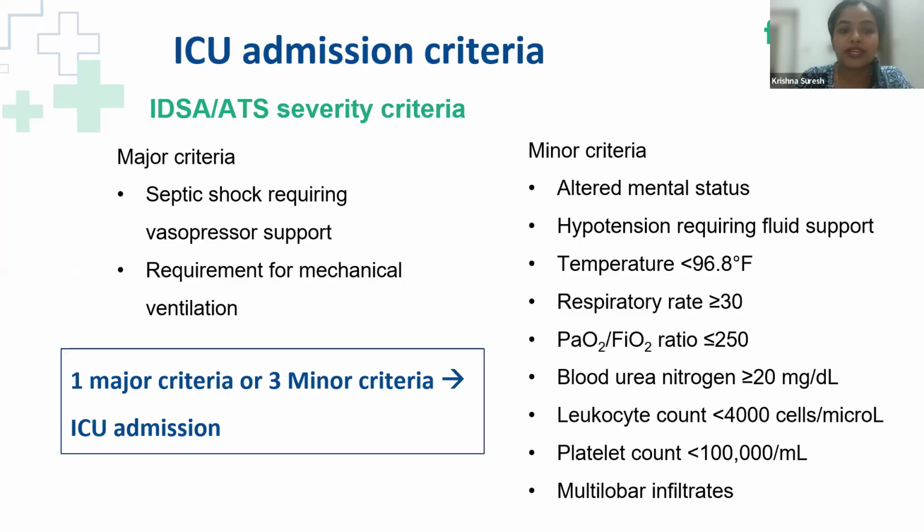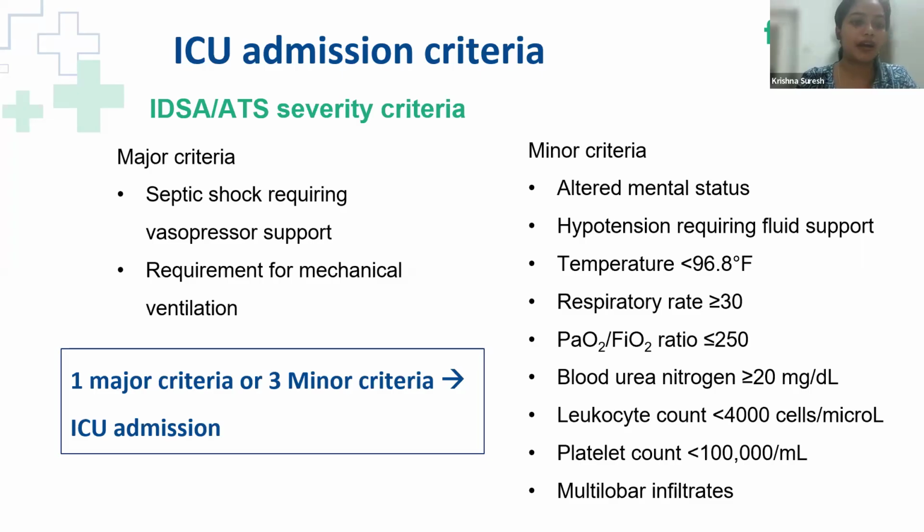So as I already mentioned, PSI as well as CURB 65 scoring systems are used for determining whether there is an indication for inpatient or outpatient care. And coming to ICU admission, there is another criteria which is used. It is called the IDSA ATS severity criteria. This is the most common criteria which is used, and it includes 2 major criteria and 8 minor criteria.